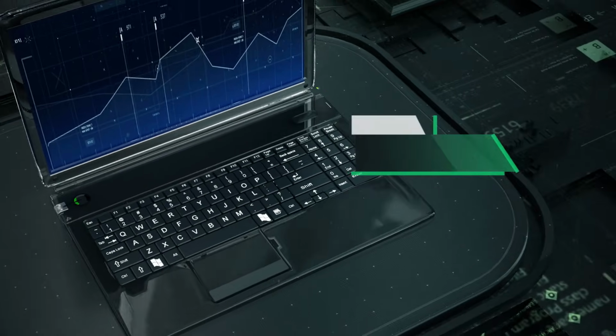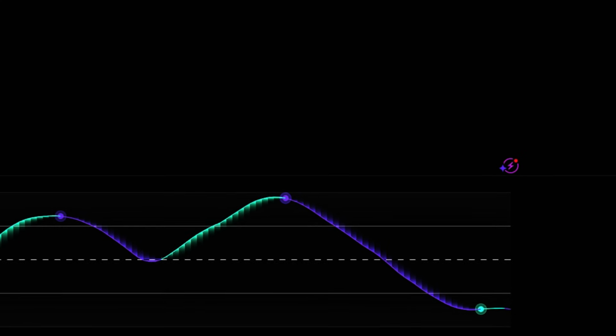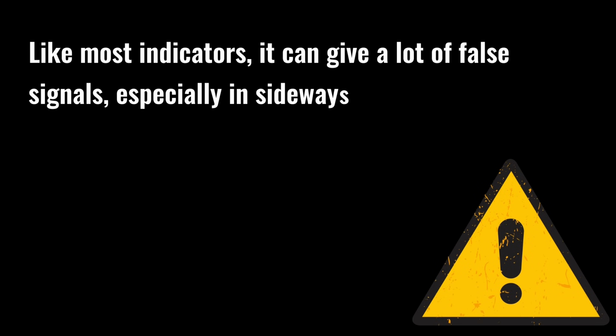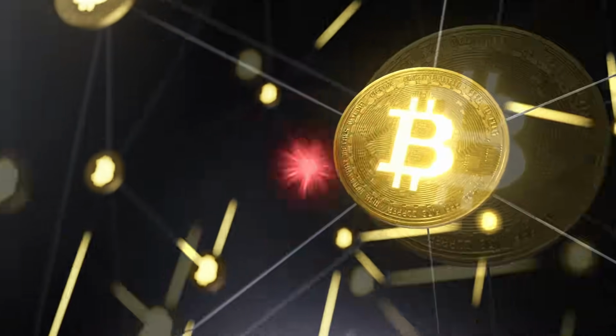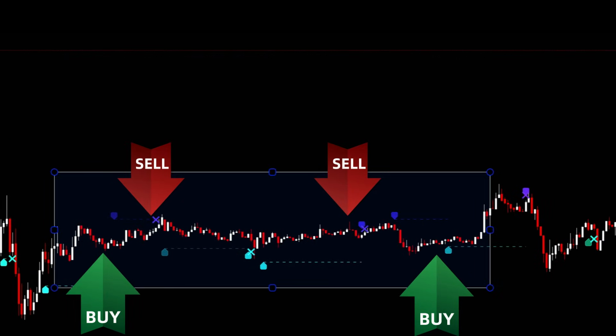It smooths the price so you can see if the market is strong or weak and shows momentum, so you know if a move is real or just random noise. But here's the problem: like most indicators, it can give a lot of false signals, especially in sideways markets. Look at the Bitcoin chart here. The price is almost flat, yet the oscillator is giving buy and sell dots all over the place.